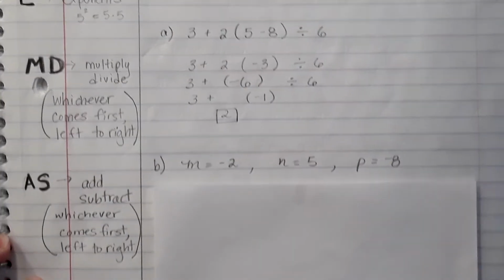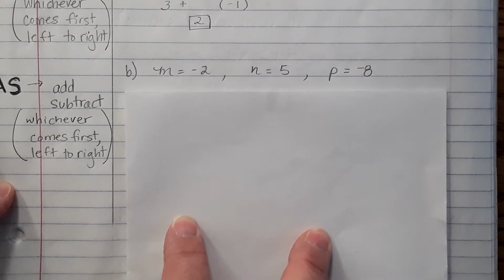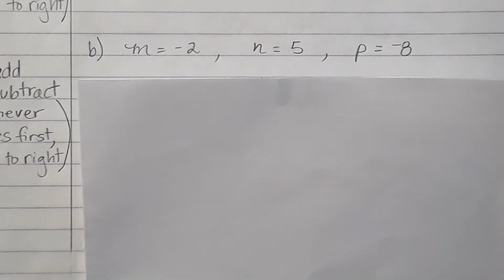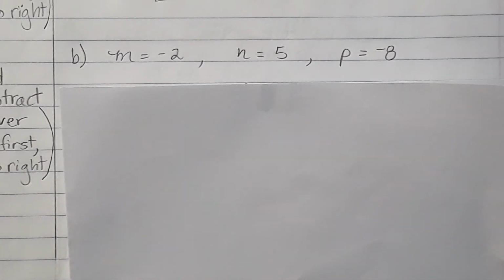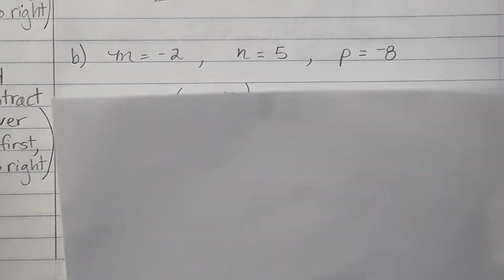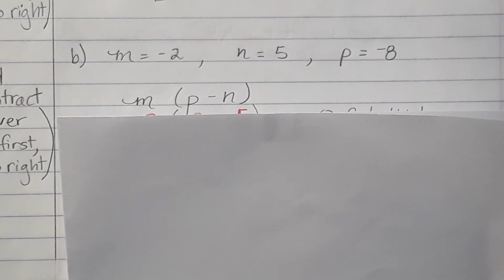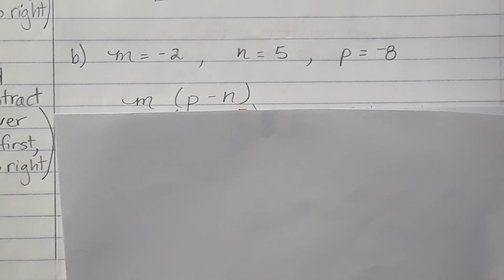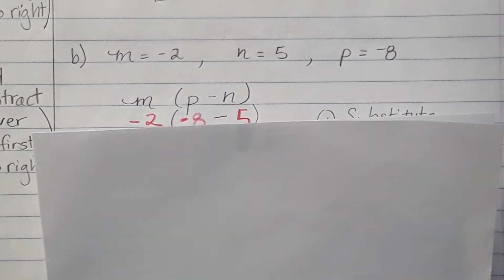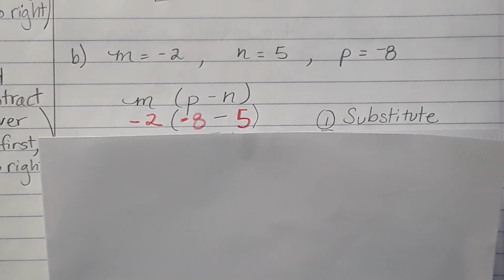Let's do another example, this time substituting values. So when we substitute values, you're replacing for the variable. We've got this expression, M times the difference of P and N, using our words from our previous lesson. I'll say it again, M times the difference of P and N. Substitute each value where it belongs.